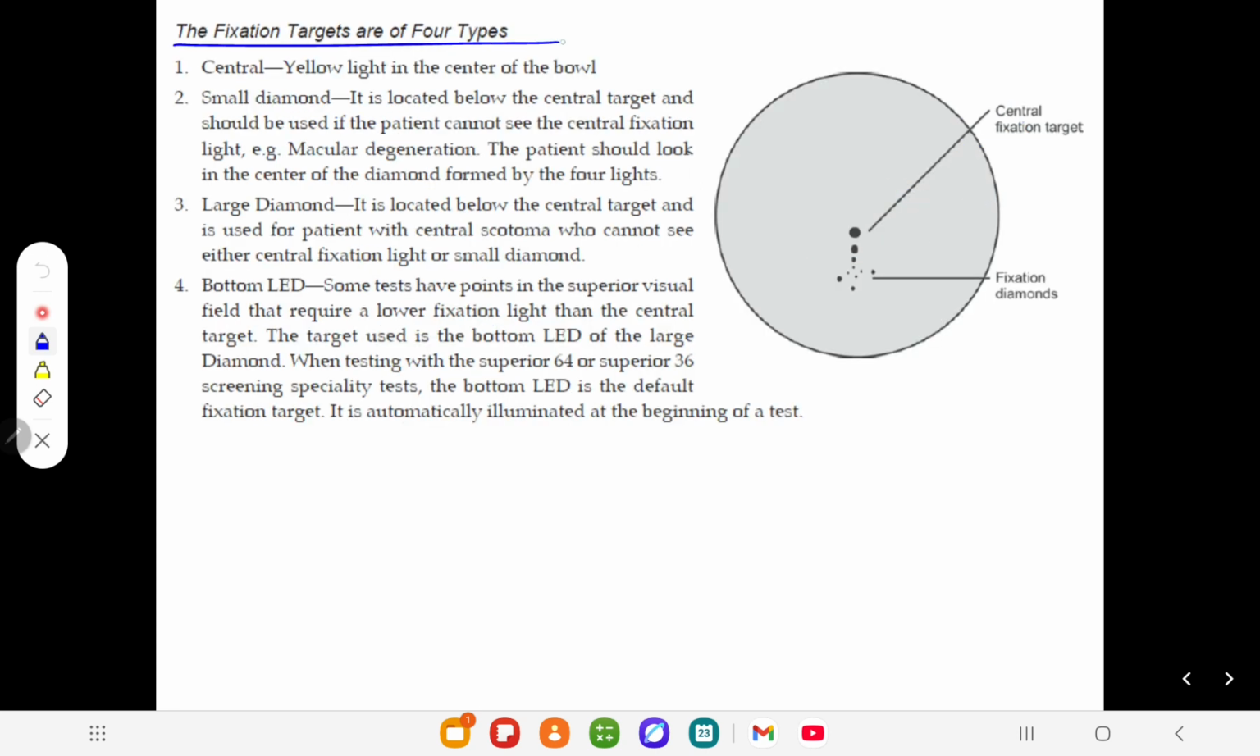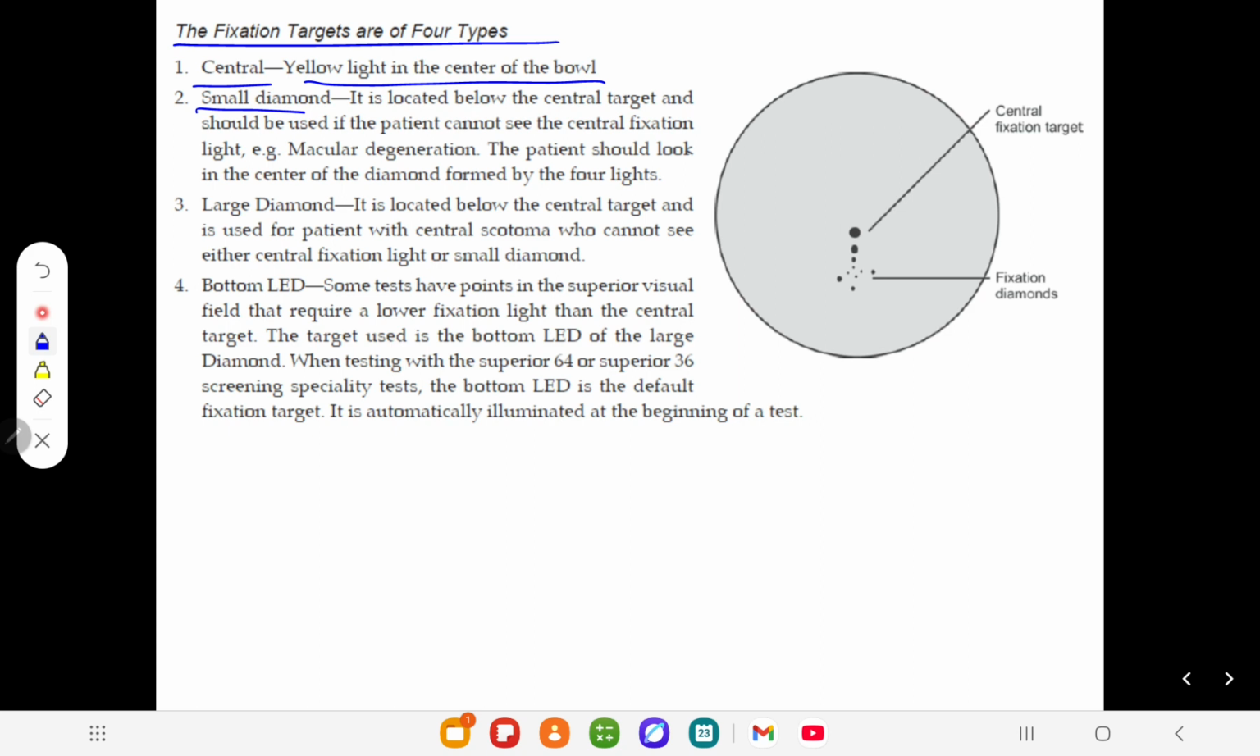So let's discuss the fixation target. There are four types of fixation target, and at a very early stage of your learning as a student, it's very difficult to know which target I should use, and there are a lot of things you see in the machine, and it's very difficult for us to teach patients. It's quite difficult sometimes, but don't worry about it. Central is a yellow light at the center of the bowl, and most of the time you will use it.